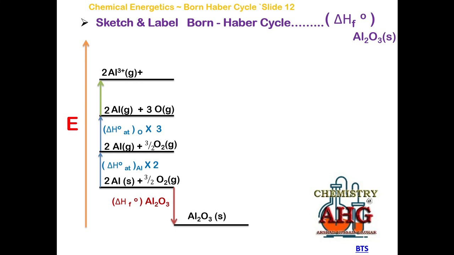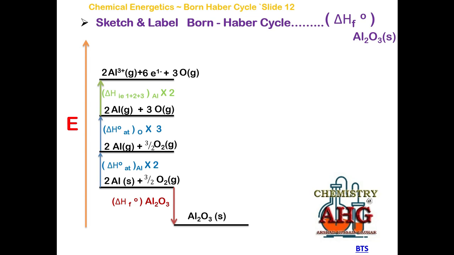But we have 2 moles of aluminium, so there will be 6 moles of electrons. And oxygen at this stage will remain unchanged, because we want to show ionization of aluminum only at this stage. So what label are you supposed to write on this green arrow? This is ionization energy. This will be the first plus second plus third ionization energy of aluminum multiplied by 2, because there are 2 moles of aluminum.